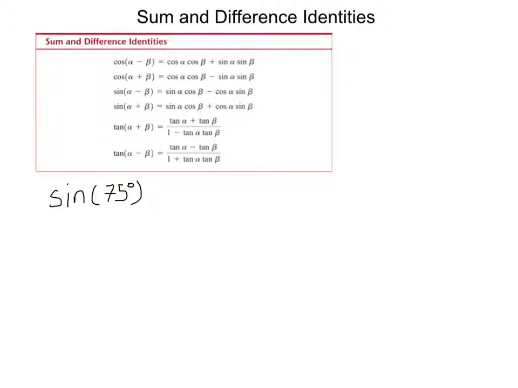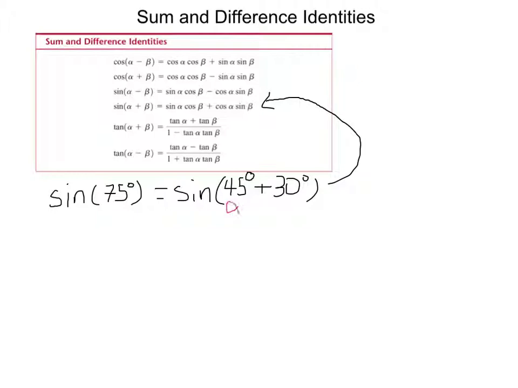The first thing you want to do is try and figure out two familiar angles that either add or subtract to become 75 degrees. Hopefully you notice at this point that 75 degrees can be split up into 45 degrees and 30 degrees. So now this trig expression matches one of our identities, which is going to be this one. The next thing I want to do is label our two angles as alpha and beta. So just like this.